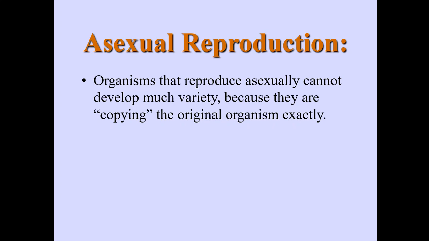Organisms that reproduce asexually cannot develop much variety. So walang variation, genetic variation na tinatawag, because they are exact replicas. Magkapareho. Kung ano yung properties, kung ano yung content ng parent, that will be the properties and content of the offspring. Pag sinabi class na offspring, yung anak niya.